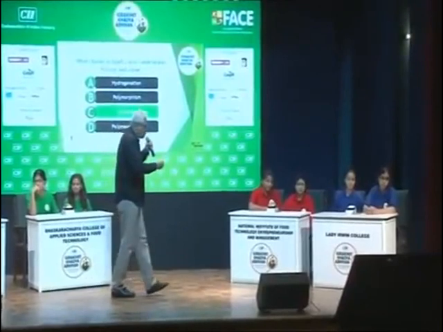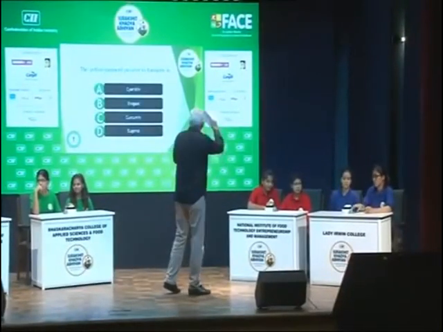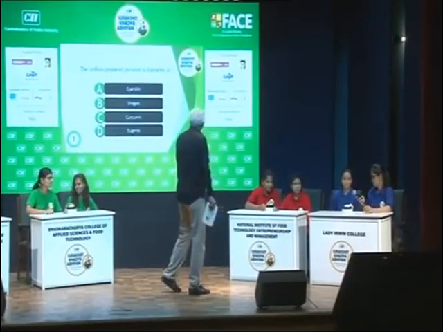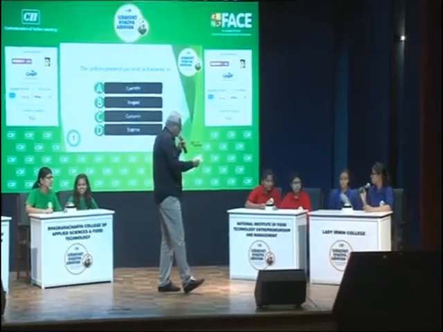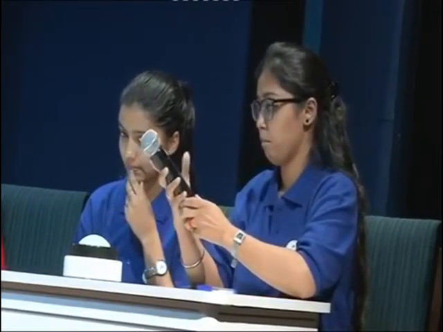The yellow pigment present in turmeric is... cyanidin... I'm sure you'll get this. Curcumin. C, curcumin is what you said. Let's see if you're right or wrong. Yes, you are correct. Some very, very quick answering.